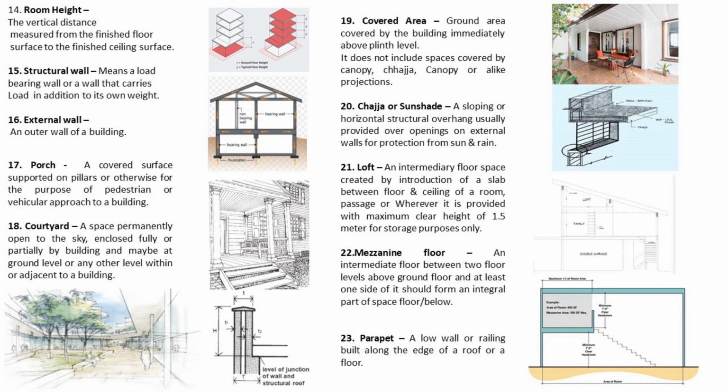Then covered area, ground area covered by a building immediately above plinth level. It does not include spaces covered by canopy, chhajja or alike projections. Majorly it will be like a porch or something. Then a chhajja or sunshade, a sloping or horizontal structural overhang usually provided over openings on external walls for protection from sun, rain and weather conditions. Loft, an intermediary floor space created by introduction of a slab between the floor and ceiling of a room, passage or whenever it is provided with maximum clear height of 1.5 meter for storage purposes only.